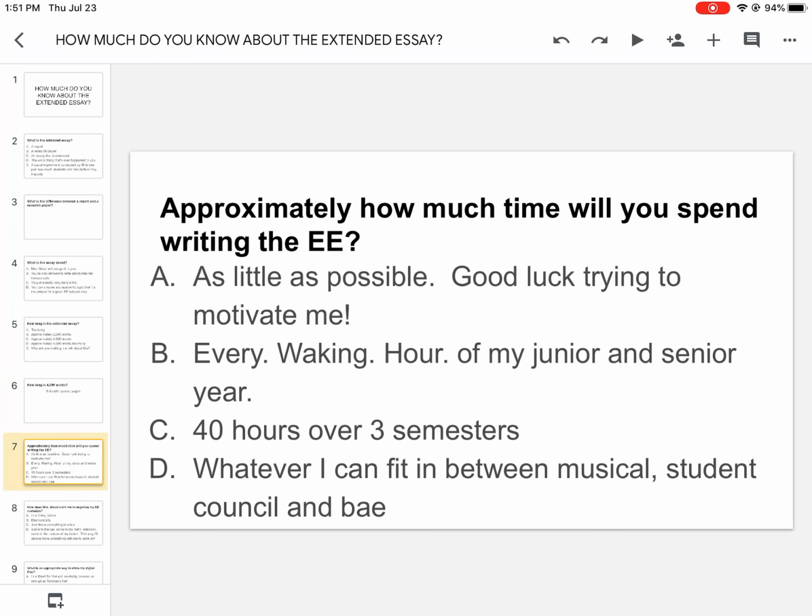How long do you spend writing the extended essay? I think a lot of people are scared that it's going to be B, every waking hour of your junior and senior year, but that's just not true. The answer is C, 40 hours over 3 semesters. So 40 hours is approximately a work week. I spend 40 or more hours thinking about and teaching and grading for my classes in any given week. That's how long most adults are at their job.